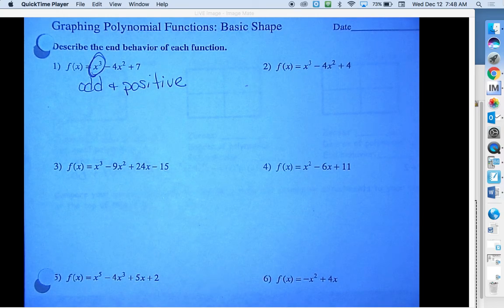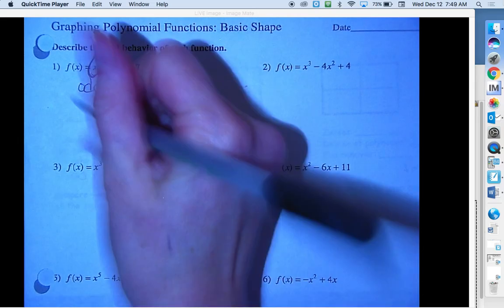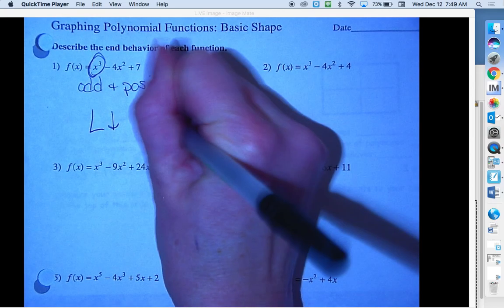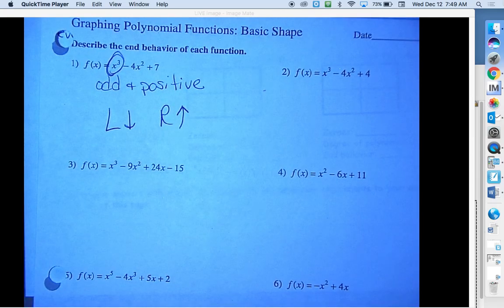So odd and negative had the left go up and the right go down. Odd and positive, Julia, is going to have left go down, right go up. Right, the left go down and the right go up. So for the first one, because it's an odd power and it's positive, the left goes down and the right goes up. Matt, did you have your hand up?